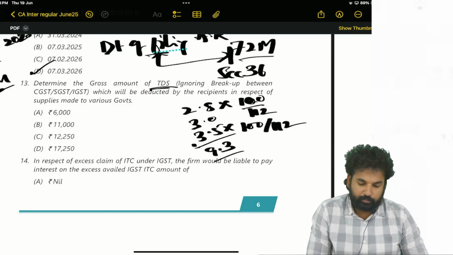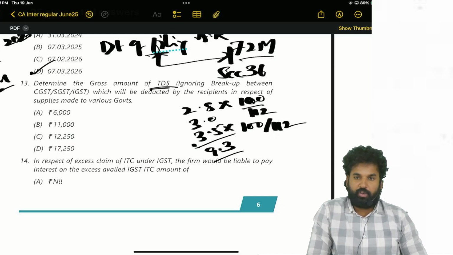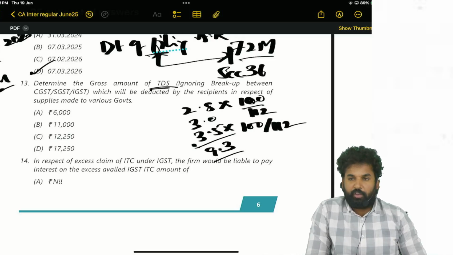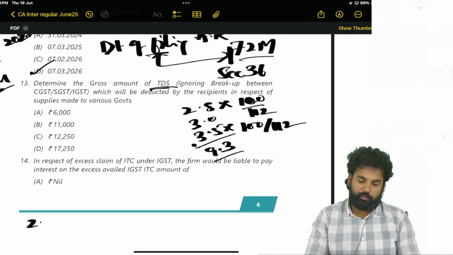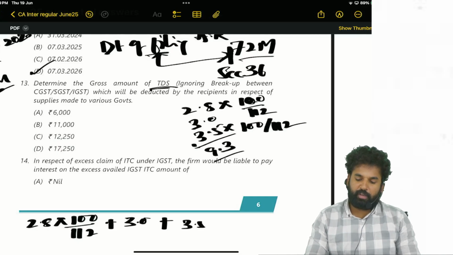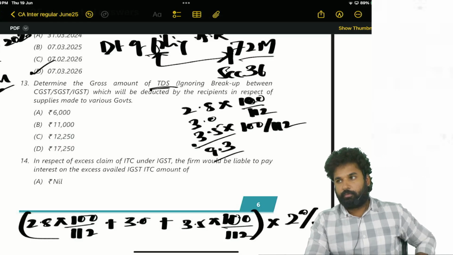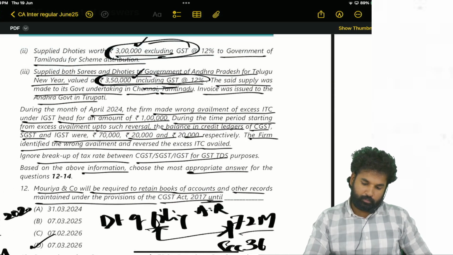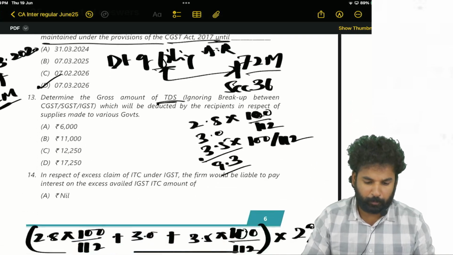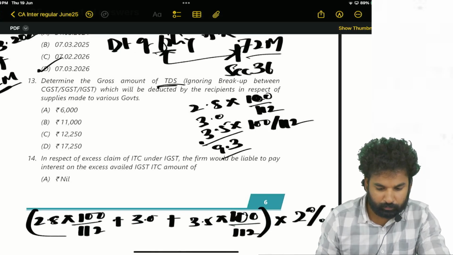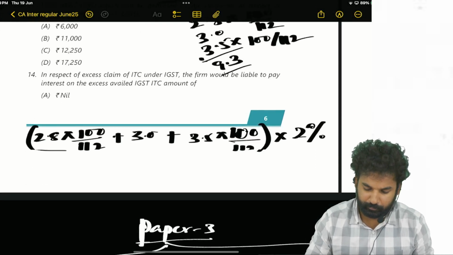On such value, what is the rate? 2%. 2% you have to take. How much is it coming? 17,250 is coming. 2.8 lakhs inclusive of GST. 2.8 lakhs into 100 by 112 plus 3.5 lakhs into 100 by 112 into 2%. Correct? How much is it coming? 17,250.